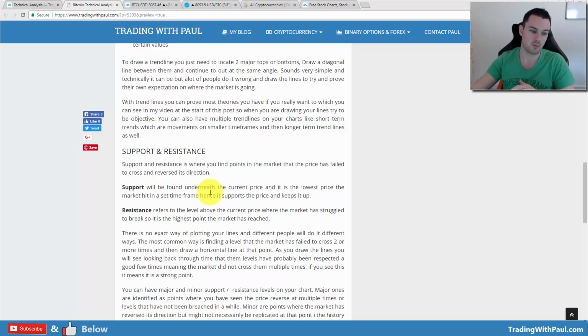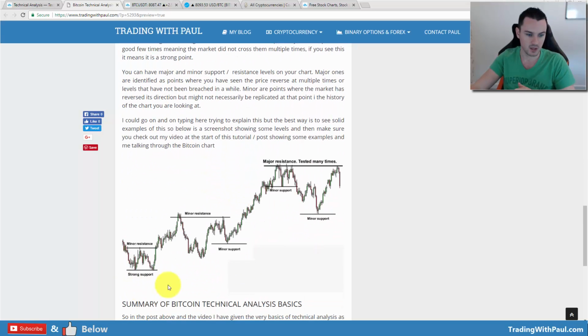Support is down on the bottom of the market. Let's bring up the chart. So support is down the bottom, and then resistance is up on top. Support is a price point where the market has struggled to go below, or where it hasn't gone below in a long time. Resistance is the roof, the ceiling where the price is struggling to get up past. As well as that, strong support is one that has been tested multiple times.